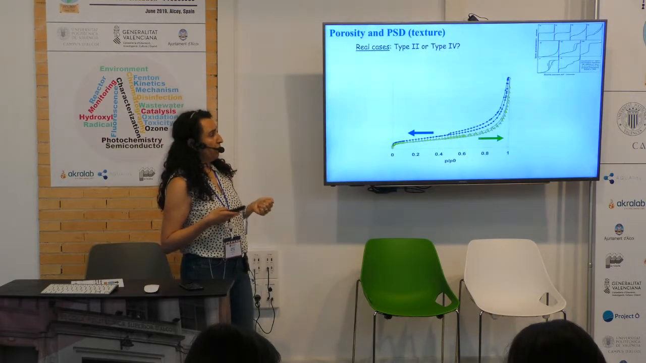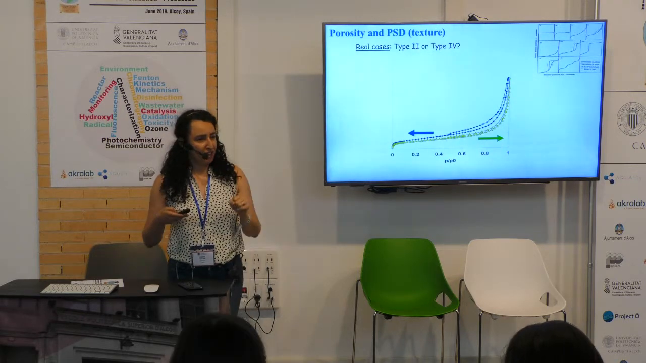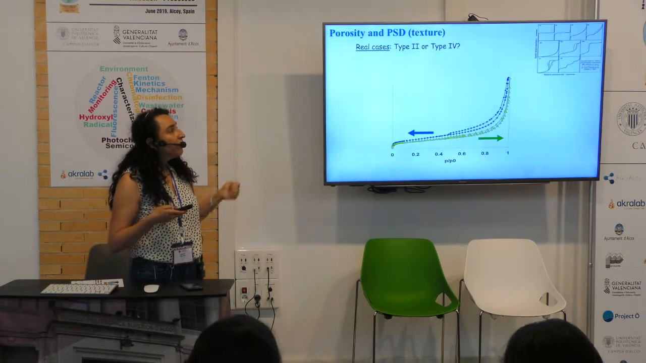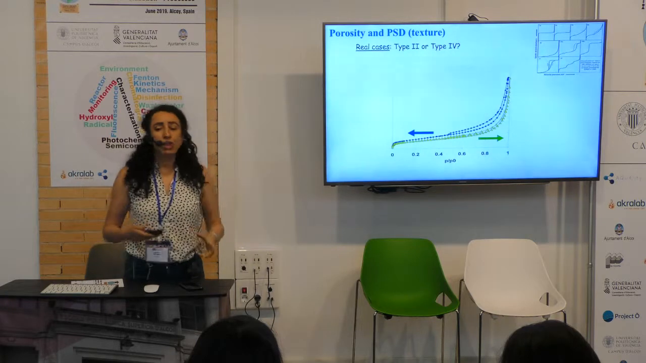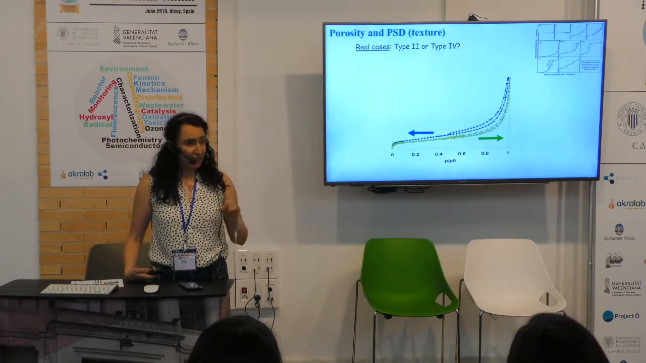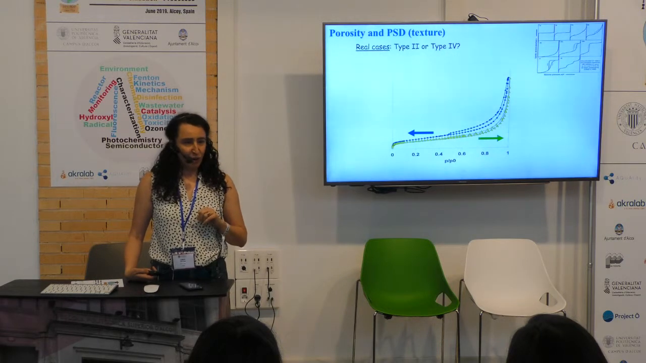So another example, and my students here already know the answer. If we have these two isotherms, and if we compare with the classification, we could say, okay, so they might be type 2 or type 4. Which one is it? This is a very common mistake in the analysis of materials with a very low porosity.